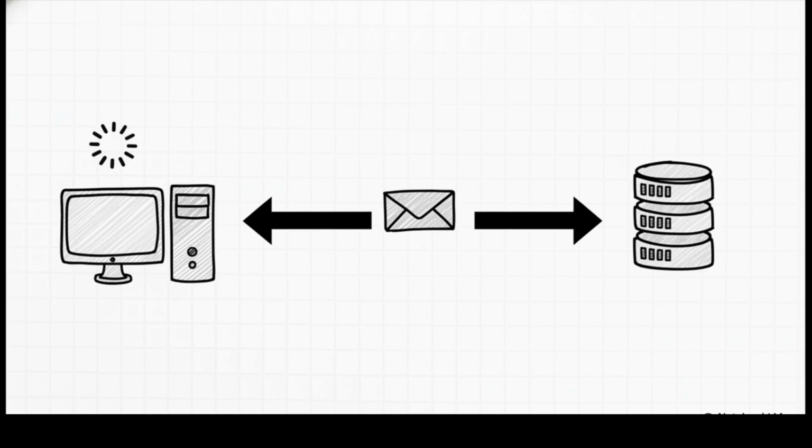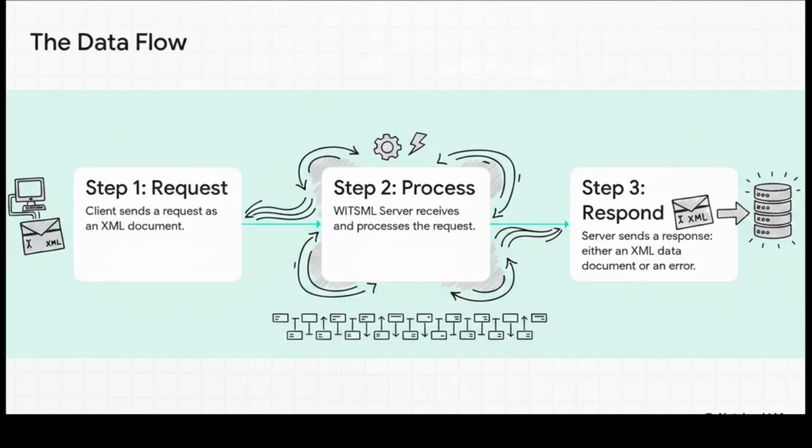And that answer is always one of two things. Here's the data you wanted, or here's an error. That's it. And this breaks down that phone call perfectly. It's a simple 3-step dance. Step 1, the client packages up its request into a specific XML document. Step 2, the server gets it and does its thing. Step 3, the server responds, also in XML.